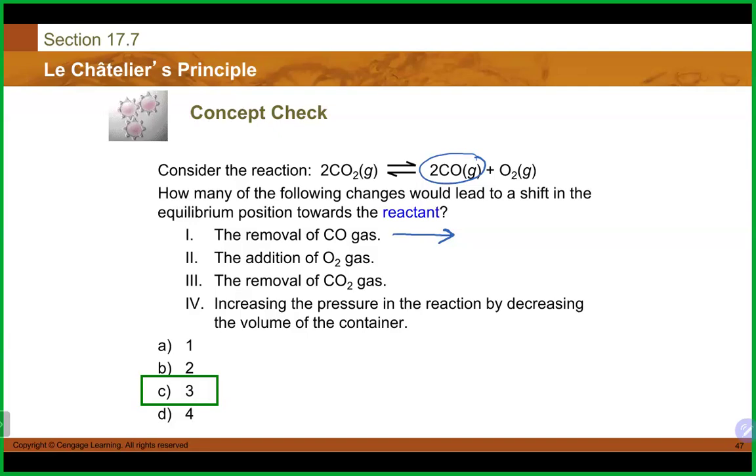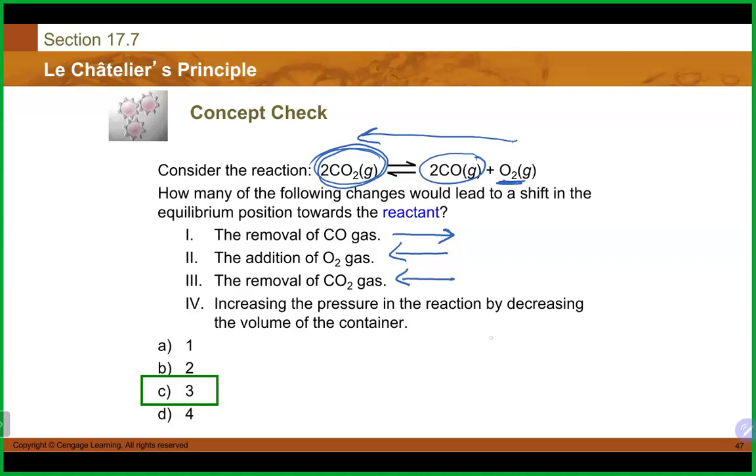The addition of O2: O2 is a product. That's going to cause us to have more products than reactants and will cause the equilibrium to shift to the left, away from it. Removal of CO2: CO2 is a reactant. That's going to cause a hole on the reactant side that needs to be filled. So that's going to cause the equilibrium to shift that way. Again, it's really causing more products than reactants, so it's causing that reverse reaction to occur.